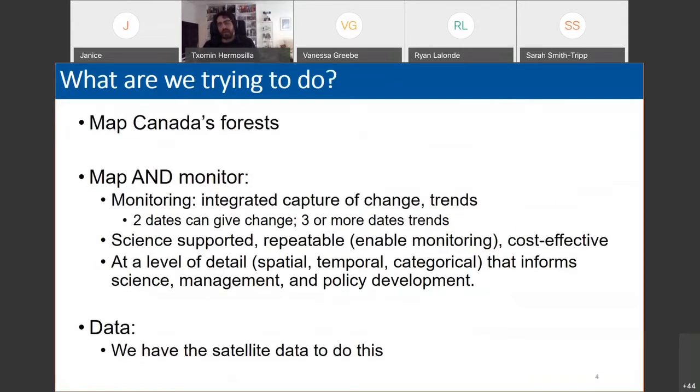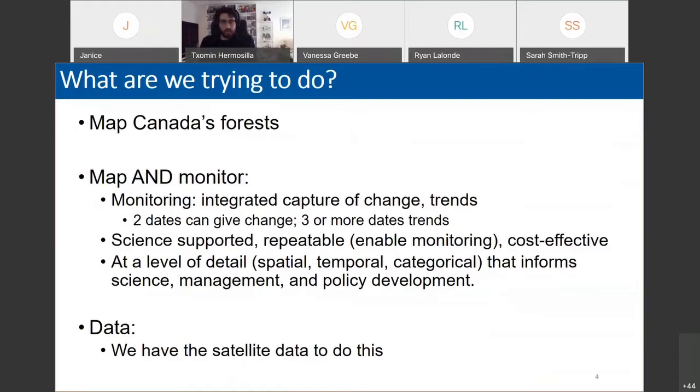So with this in mind, what are we trying to do? Simply, we are trying to map Canada's forest. We are trying to map all the different phases of Canada's forest. But not only mapping, we are also trying to monitor. If you make a map one time, you have information one time. If you have several maps, you can actually monitor how the forest is evolving, the changes, and how these changes are evolving. If you have two dates, you can detect changes. If you have three or more dates, you can actually see trends in the forest.